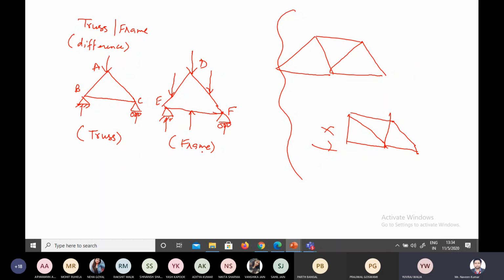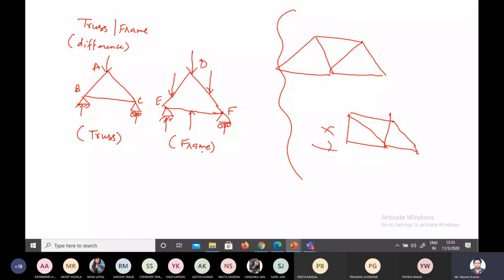Now it is clear. Okay, okay, sir. Okay, have you written the definition of frame also, which I have dictated? Sir, please repeat. Okay, I am repeating for the frame. In case of frame, load is applied on the joints and also on the members. Fine. So this difference you should know when you are solving the numericals.